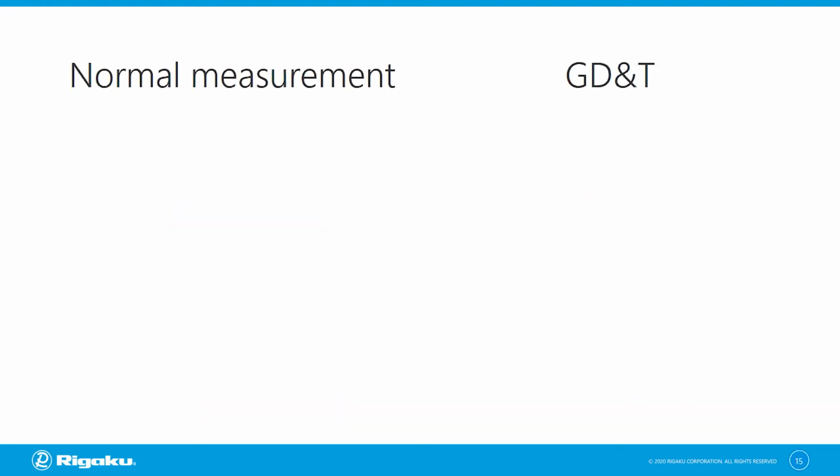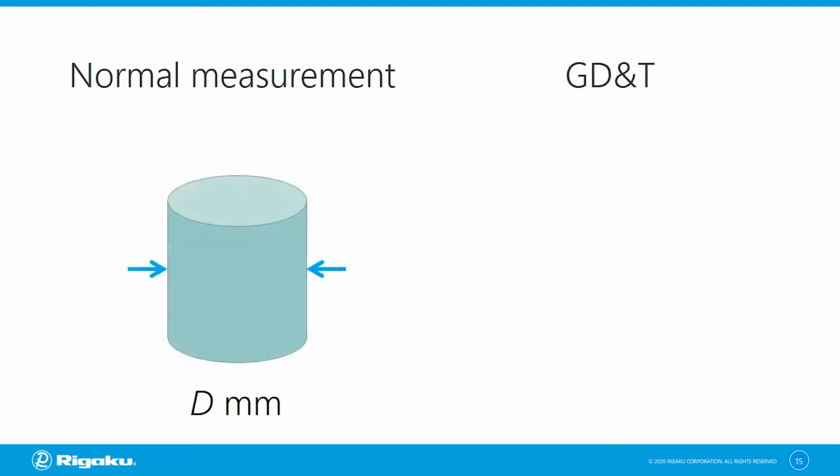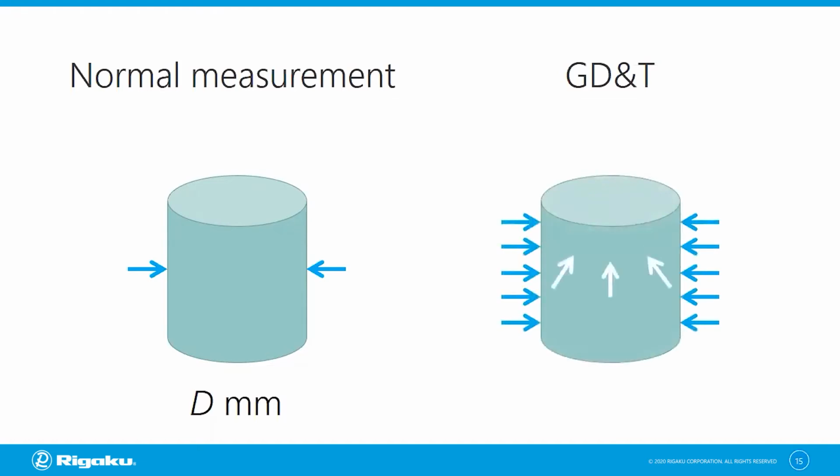Or you might want to know how big the cylinder is. And again, for a normal measurement, you can just pick one point and measure how big this diameter is. But for GD&T analysis, you would be measuring multiple points on this surface so that you know the best fit diameter or radius and its variance. You will note the maximum and the minimum of those values too.